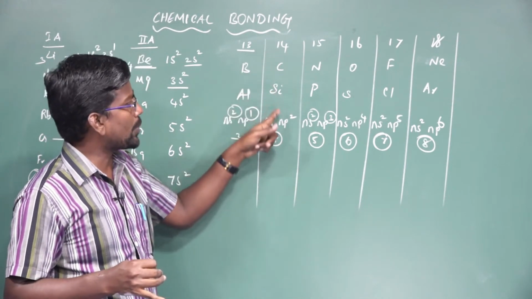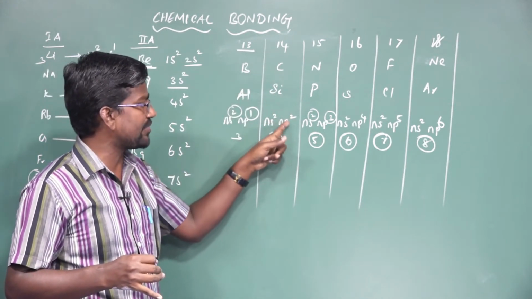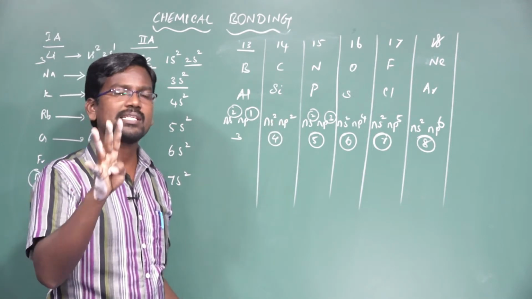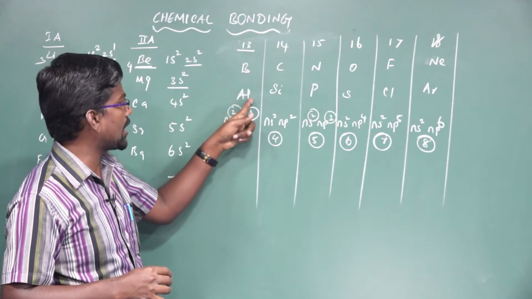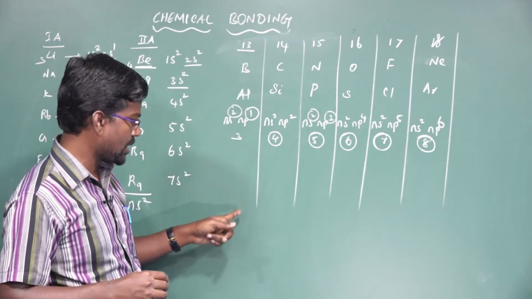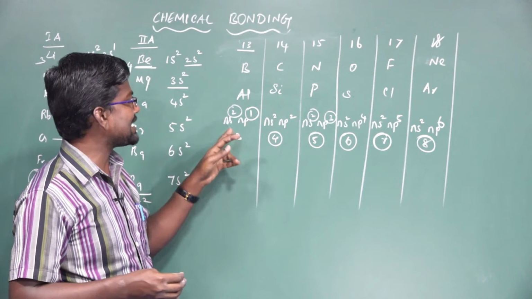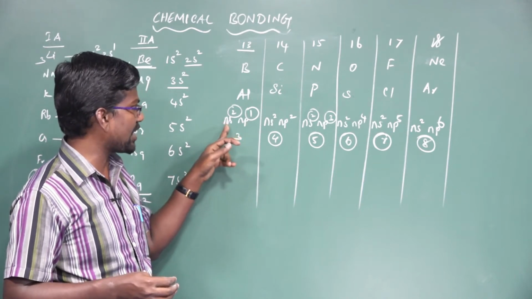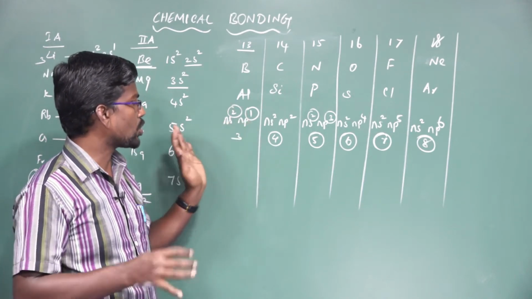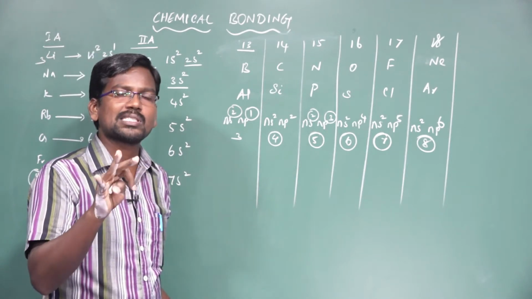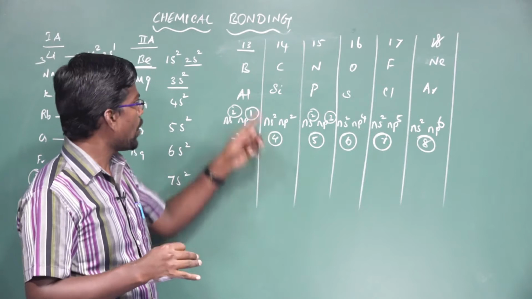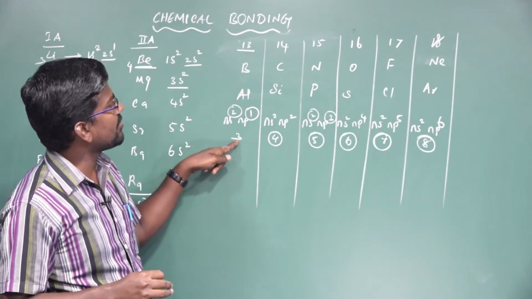Another one, the 14th group elements. How many electrons are there in the valence cell? 4 electrons. So the valency of the carbon family is 4. In the 13th group elements, boron, aluminium, gallium, indium, thallium, there are 3 electrons in the valence cell, ns2 np1. So totally 3 electrons. That's why the boron family elements show 3 valency.